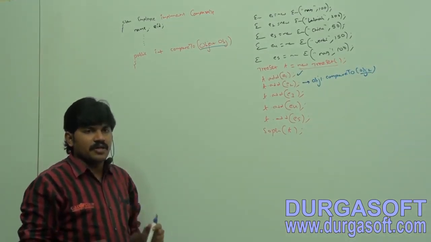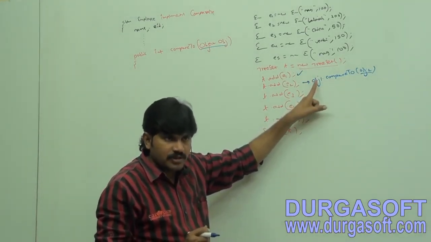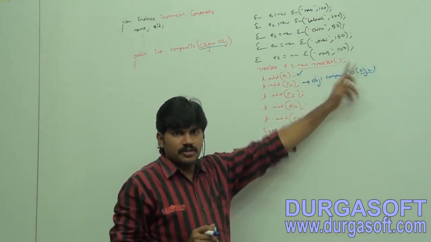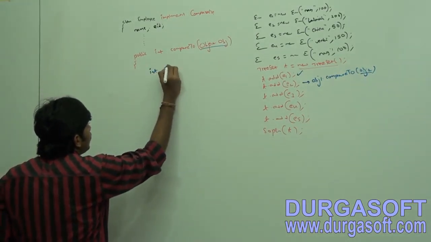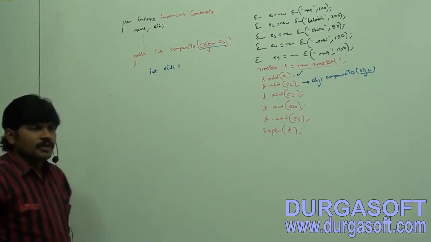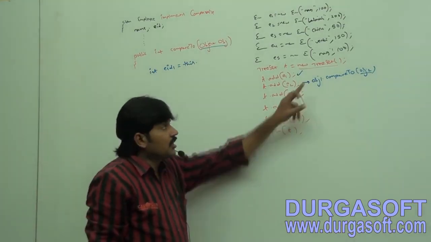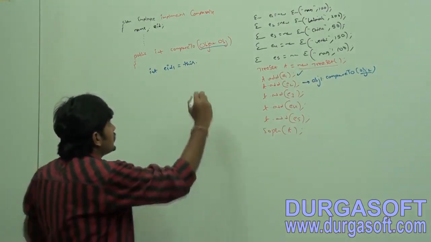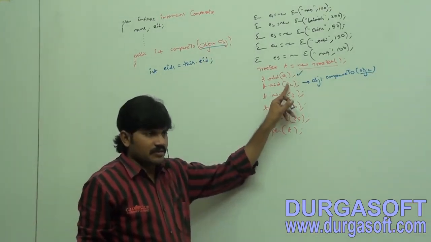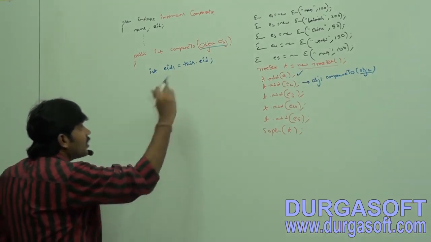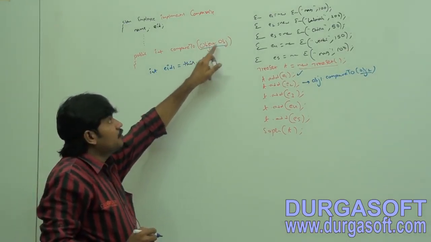Now the first requirement is: what is the employee ID of the first object, and the employee ID of the second object? First find out the employee IDs. int eid1 is equal to this.eid. This means the current object, which is obj1. So the first object's employee ID I got. Okay, now the second object's employee ID. But where is the second object? Here, but it is coming in object form.